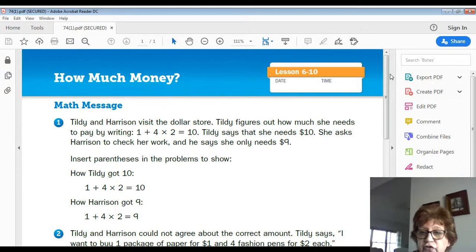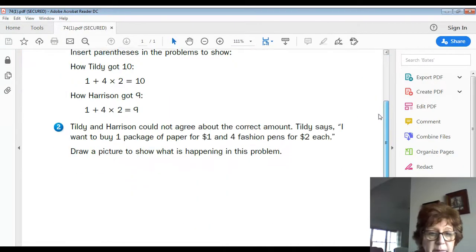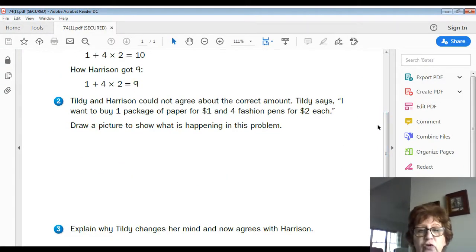All right, so let's look at the second part of this. Tildy and Harrison could not agree about the correct amount. Tildy says, I want to buy 1 package of paper for $1 and 4 fashion pens for $2 each. Draw a picture to show what is happening in this problem. So while I get up the next page and get ready to show you that, you go ahead and work on your drawing, and you'll be able to see how it looks compared to mine in a couple of minutes here. All right.